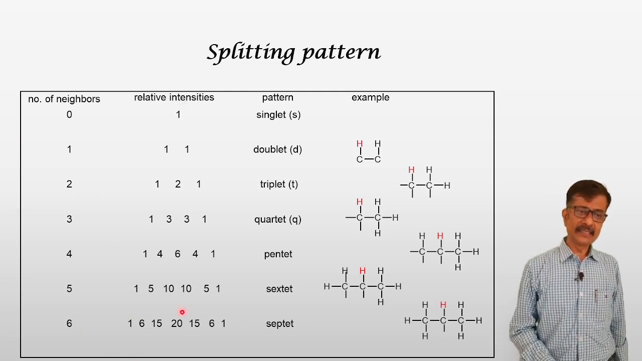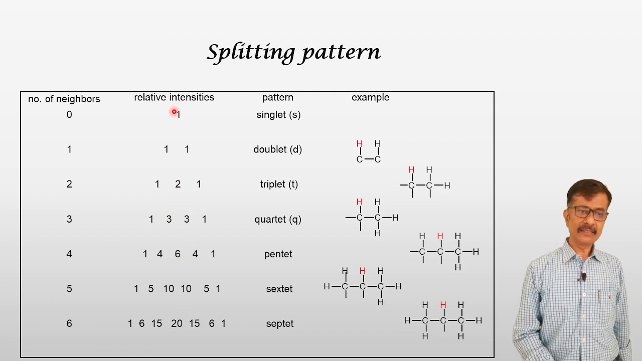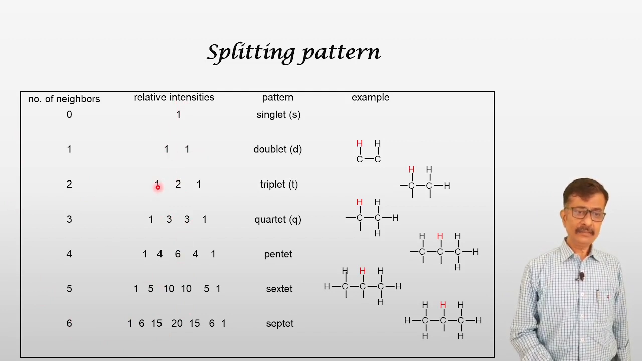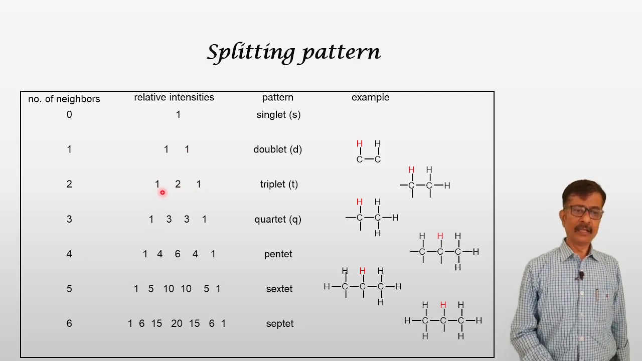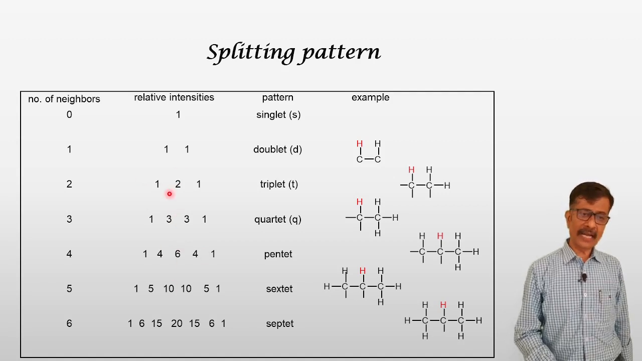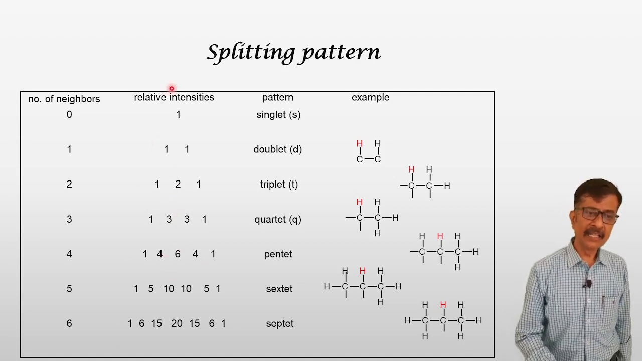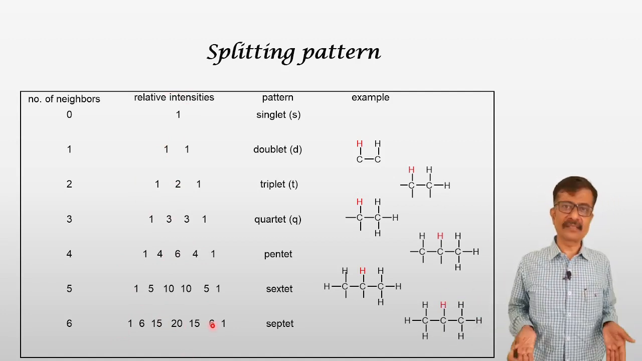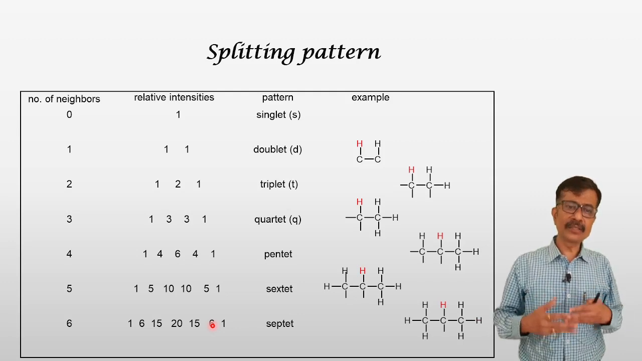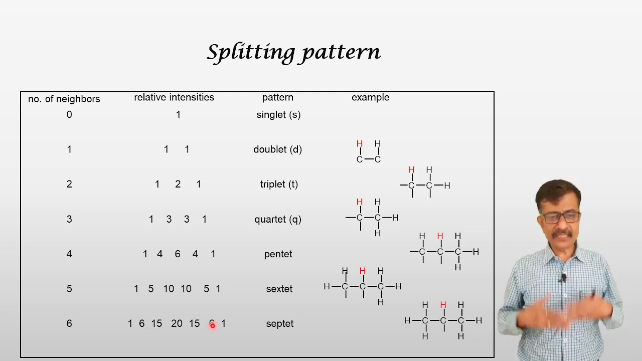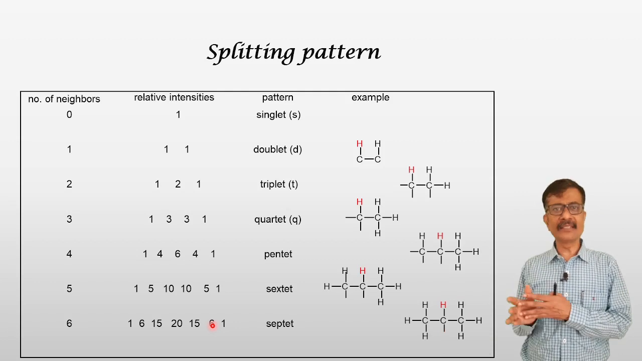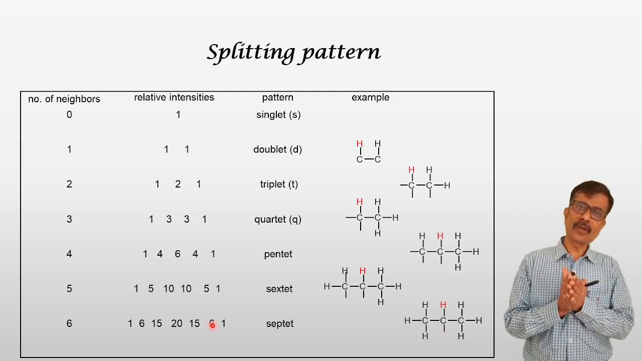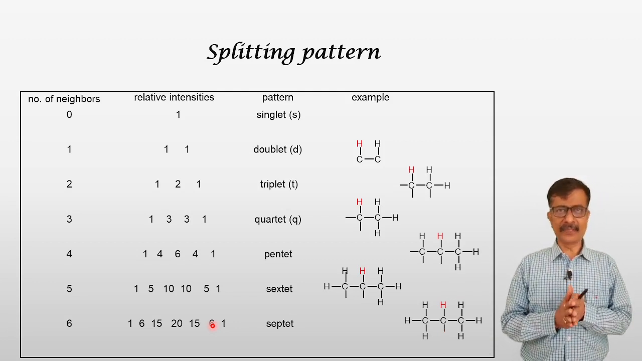And how is this constructed? 1, 1; 1, 1 plus 1 is 2, and 1; 1, 1 plus 2 is 3, 2 plus 1 is 3, 1. Likewise, go on adding like this and this triangle will be generated. This is how the intensities of splitting peaks can be generated, and it shows either a singlet, doublet, triplet, quartet, pentet or multiplet, based upon the number of protons on the neighboring carbon.